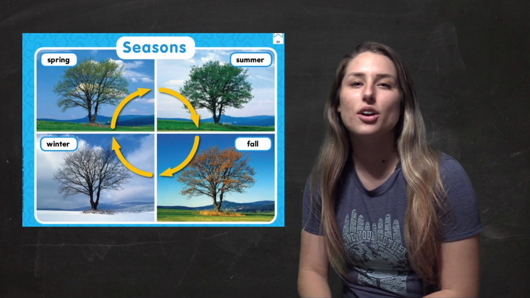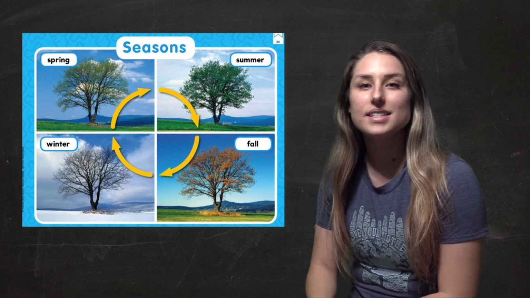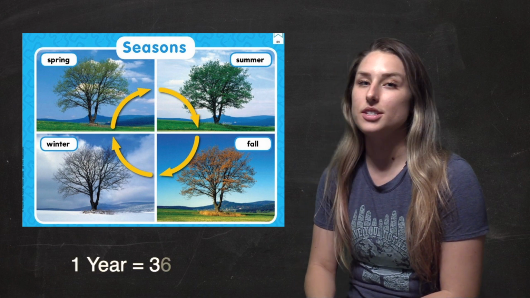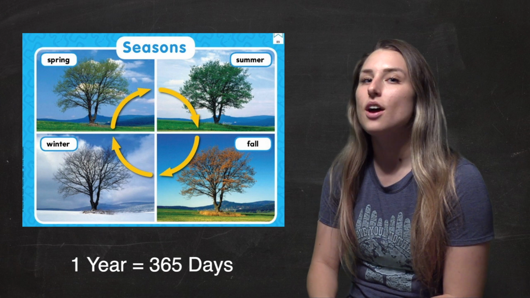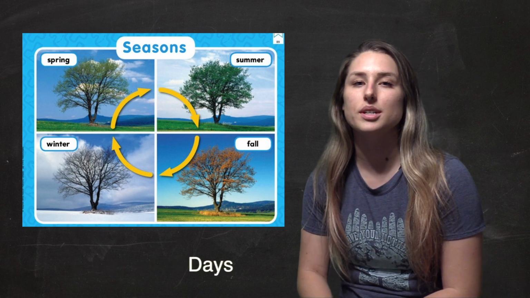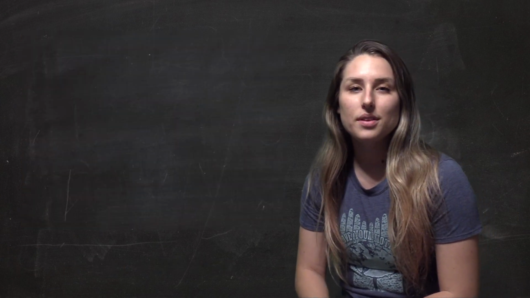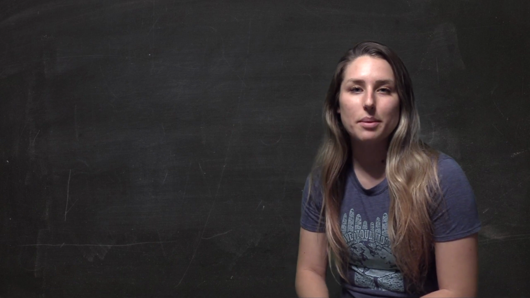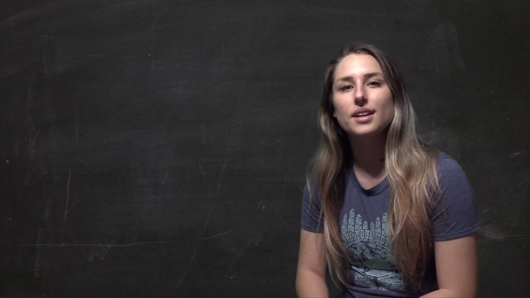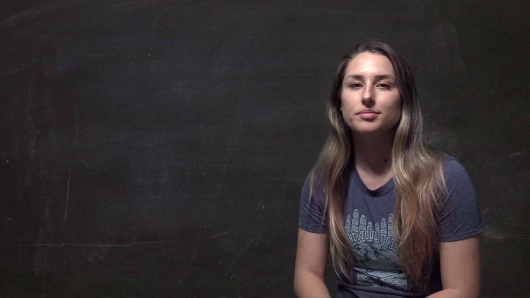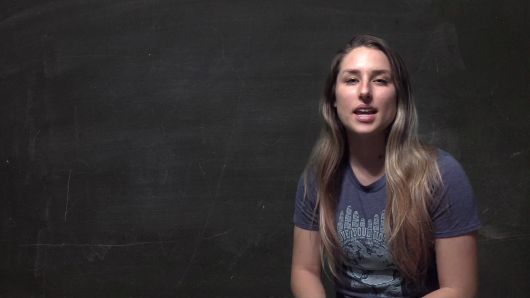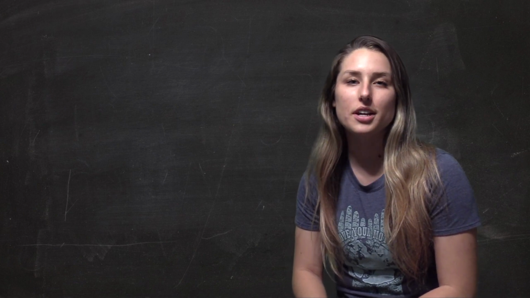The seasons are a repeating pattern. It takes a whole year, that's 365 days, for us to go through all 4 seasons. The order of the seasons is always the same: winter, spring, summer, and fall. These seasons repeat in the same order year after year.